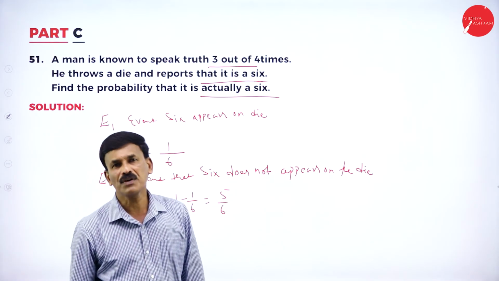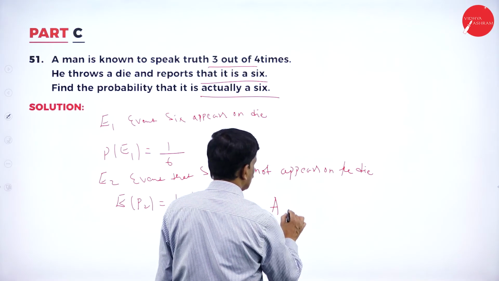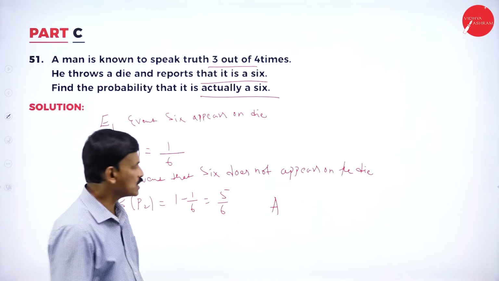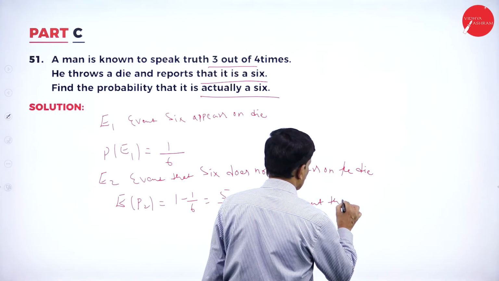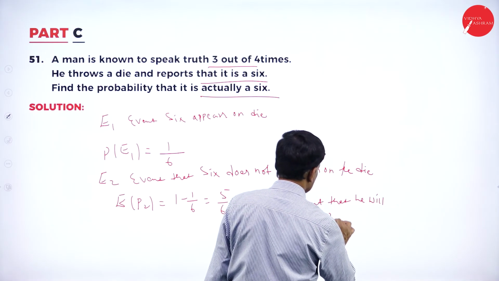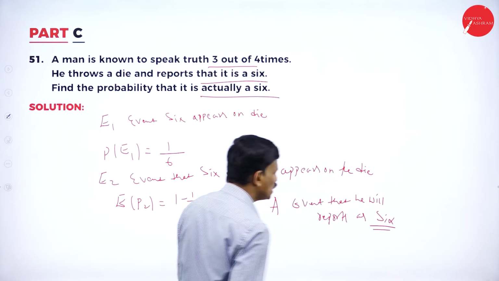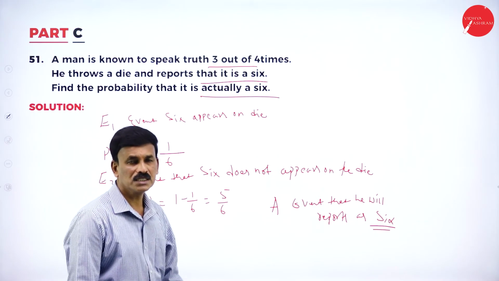Now, let us define an event. What is the event A? Let us define event A that the person will report it as a 6. So here, A is an event that the man will report it as a 6.